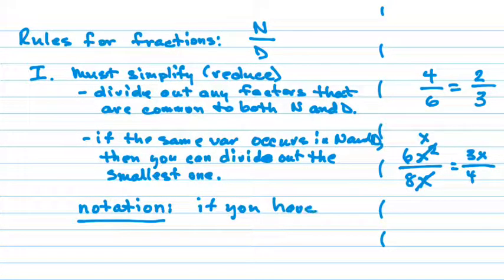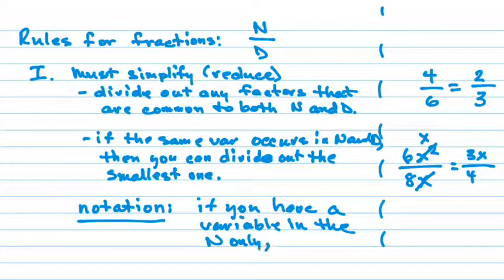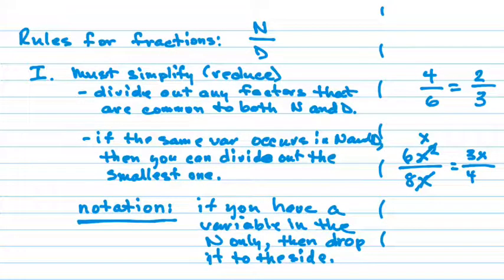For notation, if you have a variable in the numerator only. So there's a letter in the numerator only, right? So does that mean there can be one in the bottom? No. This only occurs when the variable is in the numerator only. Then drop it to the side. Let me show. Don't panic. Just let me show you. There's no math involved here.